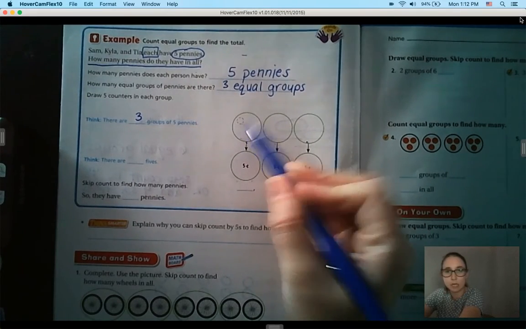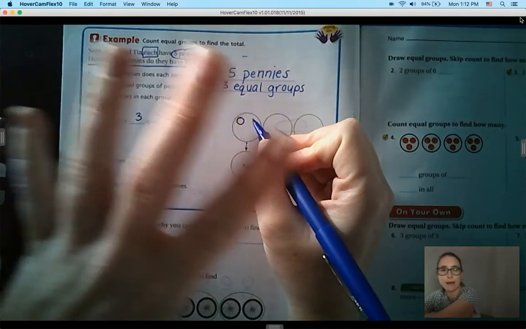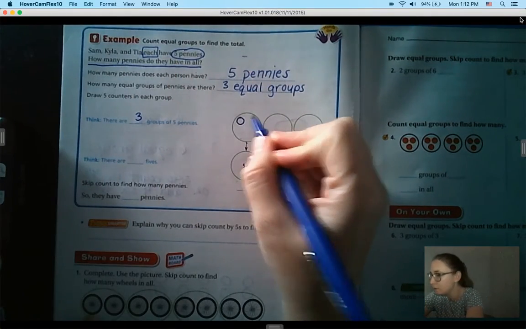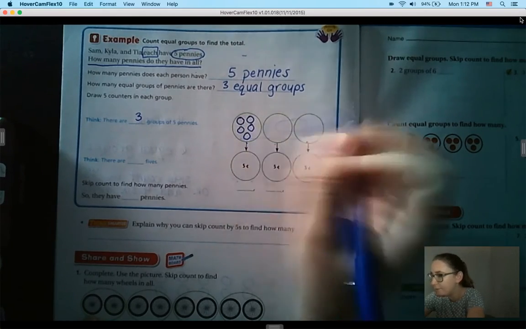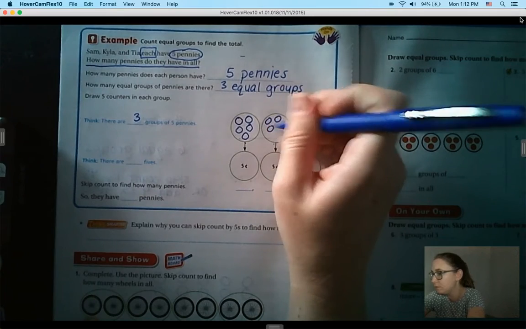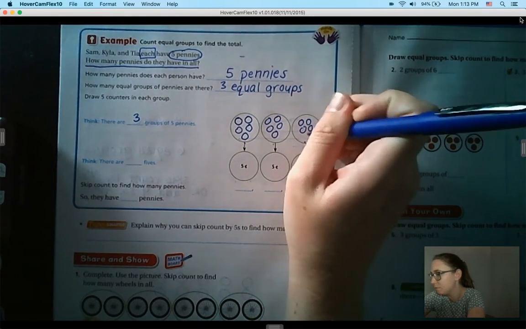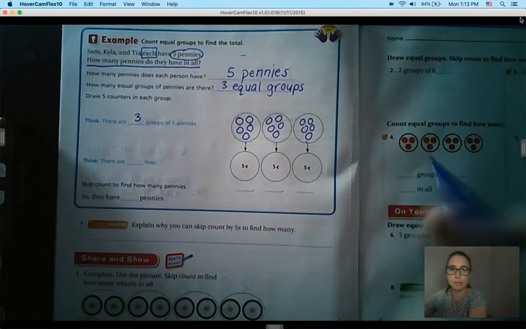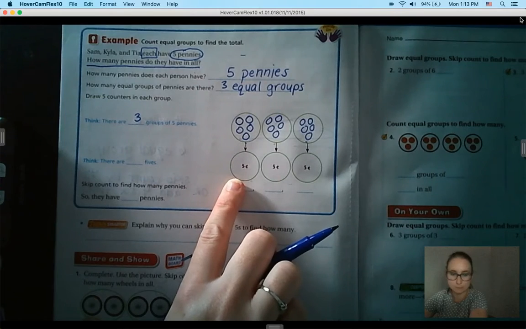So here it starts to draw 1. So I'm drawing 5 pennies. 1, 2, 3, 4, 5. And I'm going to do that in the other 2 circles as well. Okay. And these 5 pennies represent 5 cents.